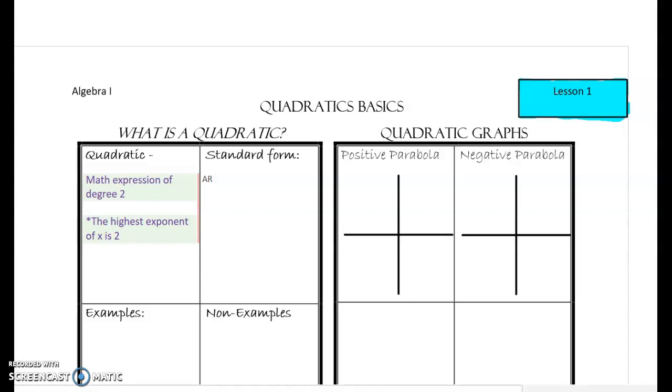Everyone, welcome to Unit 7. We are going to talk about quadratics. All right, so this is Lesson 1, Quadratic Basics. So the first thing, let's make sure we know what a quadratic is.